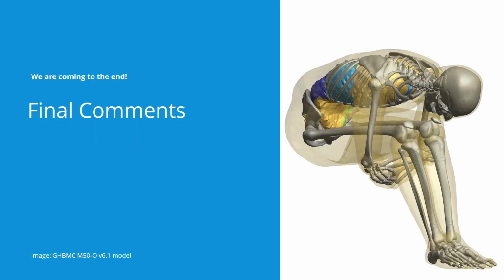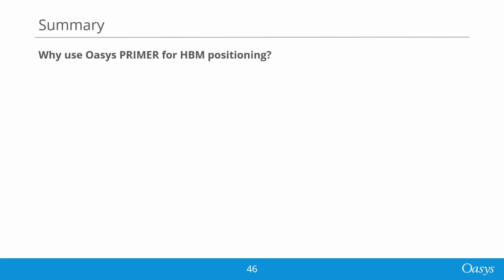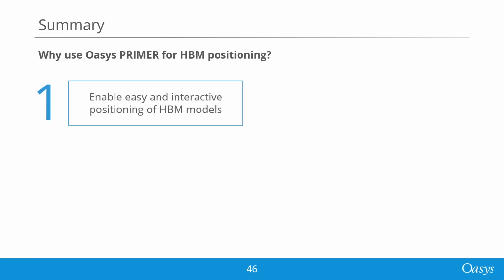We are now coming to the end of my talk. So in summary, why use Oasys PRIMER for human body model positioning? First of all, realistic articulation and positioning of human body models can be achieved using Oasys PRIMER, ready for simulation-based positioning analysis in LS-DYNA.